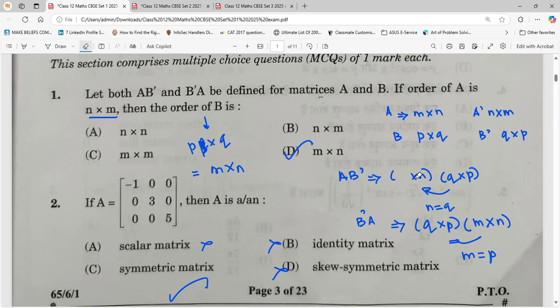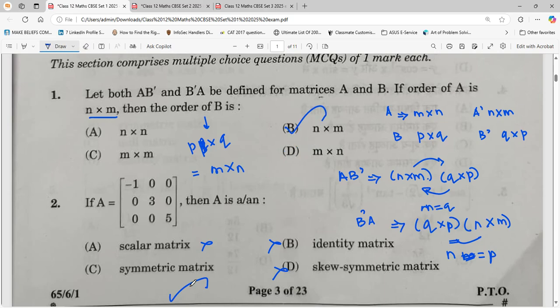It should have been N here and M here. N cross M. This should have been again N cross M. And M should be equal to Q, and N should have been equal to P. So the answer should have been P cross Q, which is N cross M. So option D is not the correct answer. It should have been N cross M. Okay, stand corrected. The answer should have been N cross M, not M cross N.